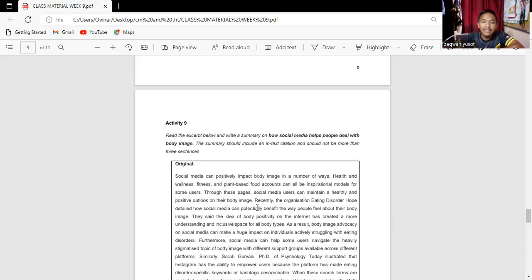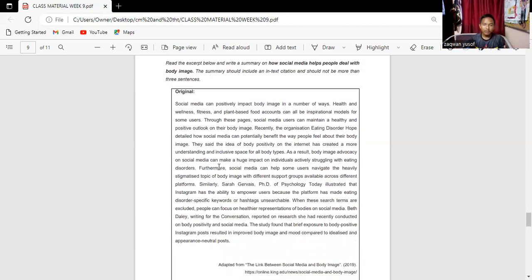Okay, activity number 7, read the chapter below and write a summary on how social media helps people deal with body image. This summary should include an in-text citation and should not be more than 3 sentences.